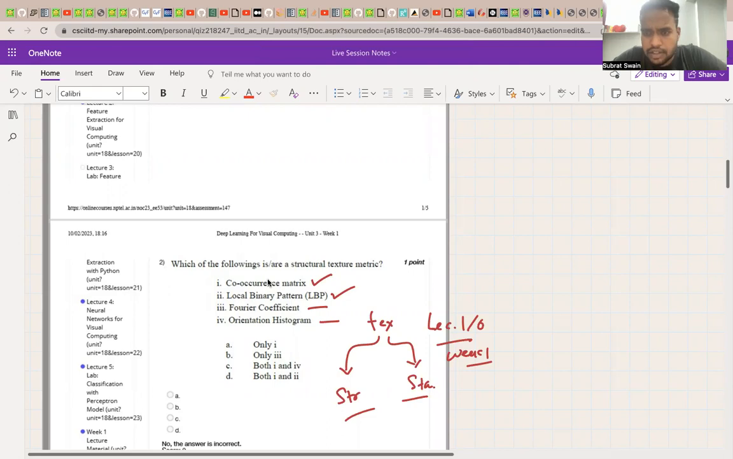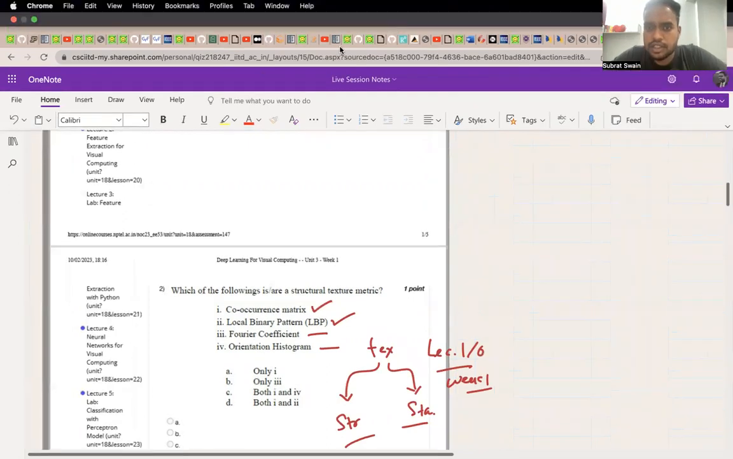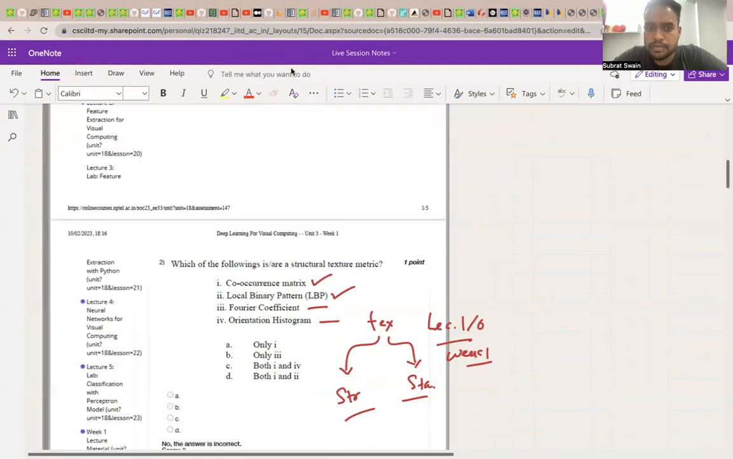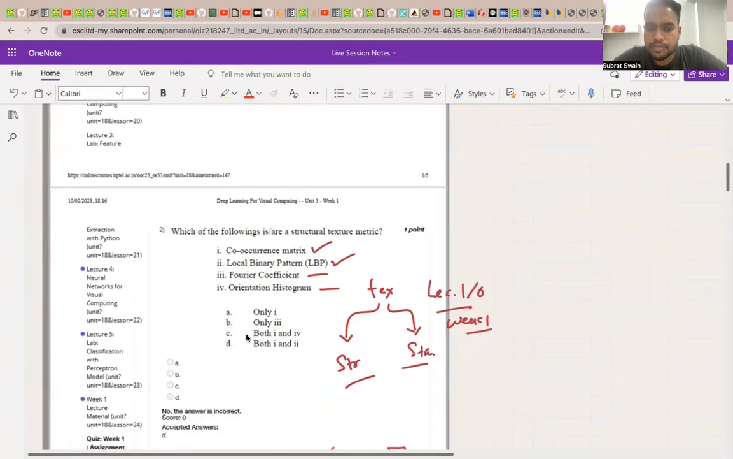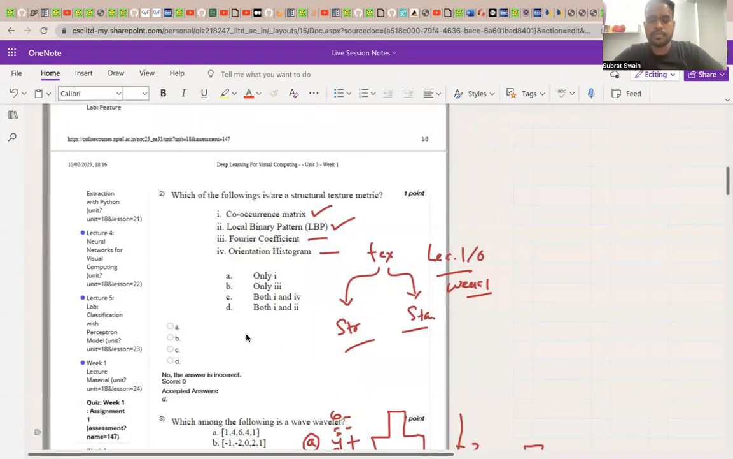Sir, may I ask? Yes, hello. Sir, in the presentation, it is given that texture in structure is LBP, Fourier coefficient, and wavelets. And in statistical is co-occurrence and orientation histogram. Sir, second lecture, second slide, feature expression for visual computing.